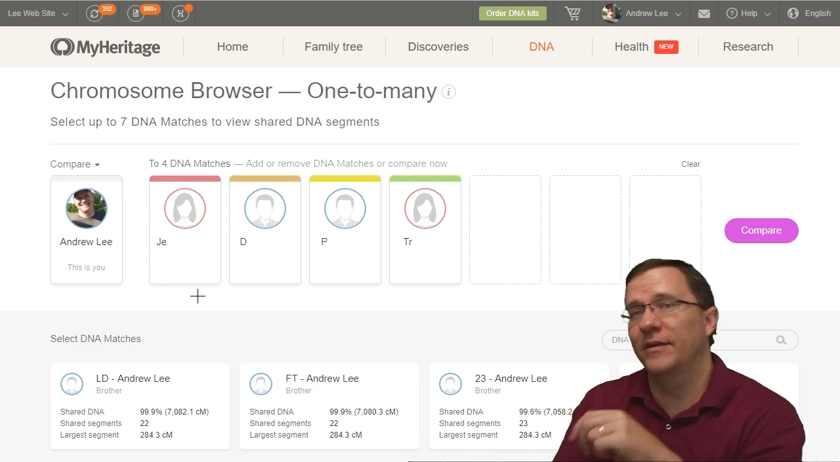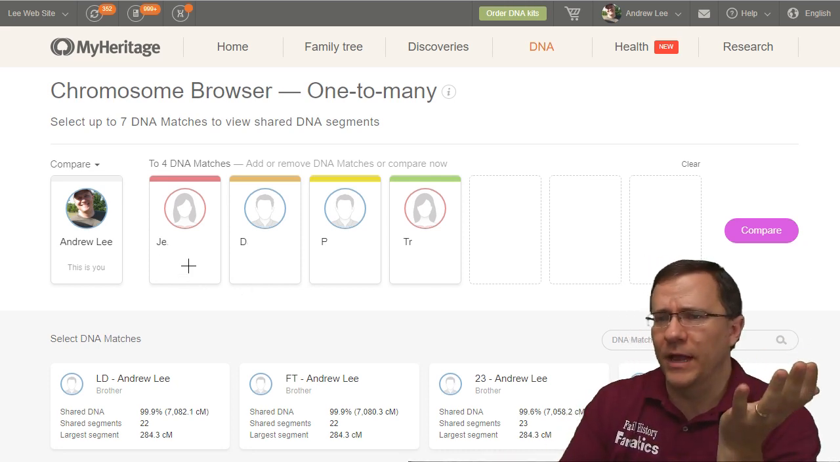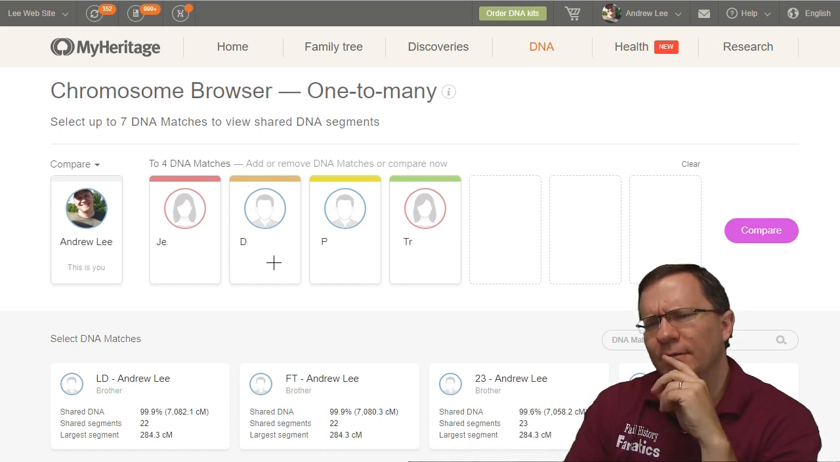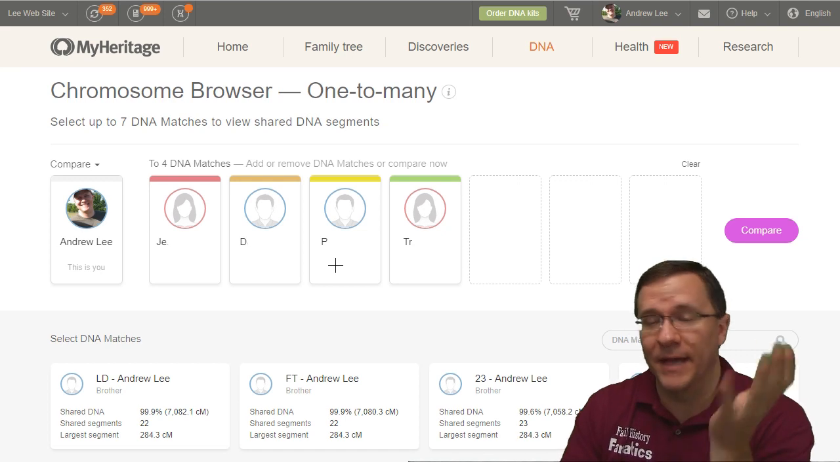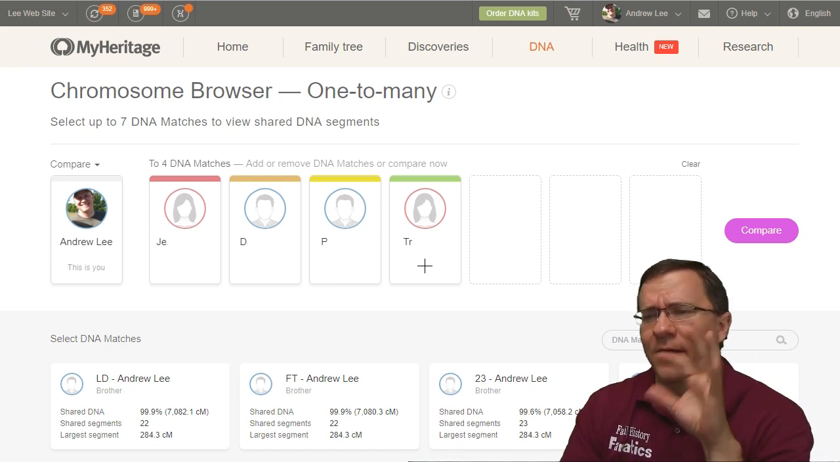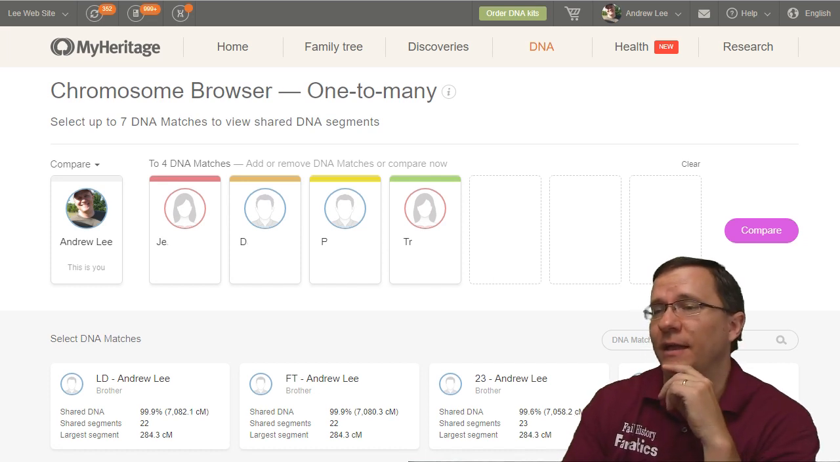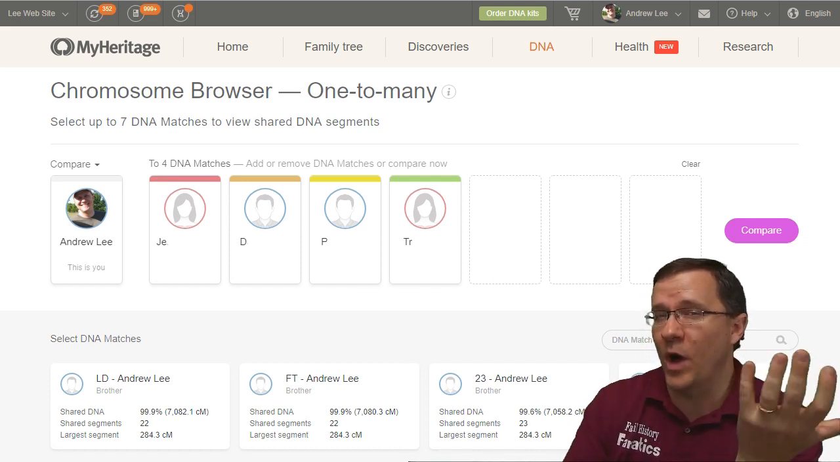So what I have selected here is my grandmother. I think he is an uncle or cousin or nephew to my grandmother. I have my cousin, and then I have a really distant relative that also is related through this same line. So let's compare these so that we can see what the results look like and why we might want to use this.